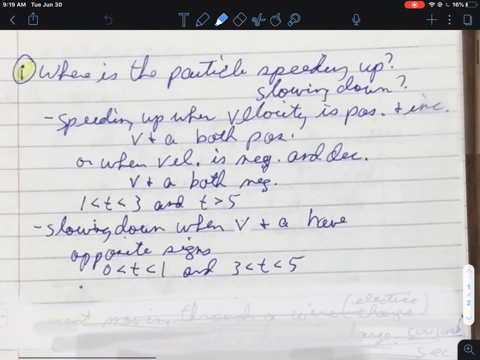Or at least make an observation. So question part I is the last part of this particular question. Where is the particle speeding up and where is it slowing down? Okay. So we already answered the question, where is the particle moving forward, where is it moving backward? And that was strictly an observation about velocity. Positive velocity moving forward, negative velocity moving backward. But where is it speeding up, where is it slowing down?